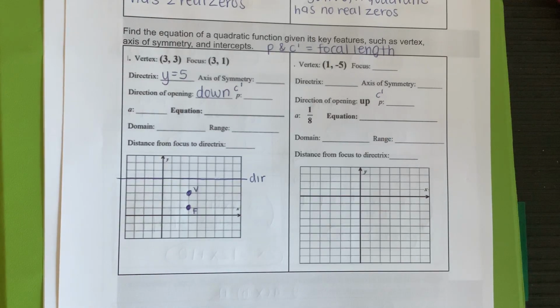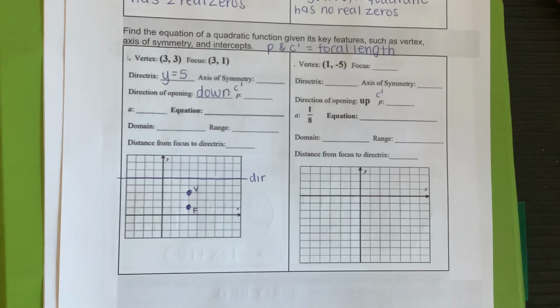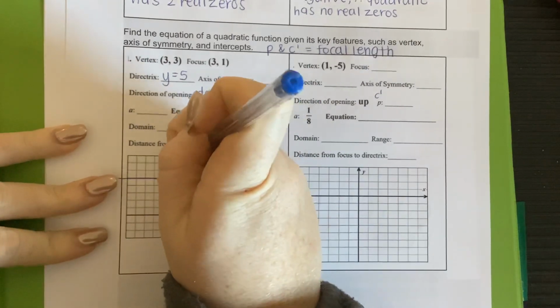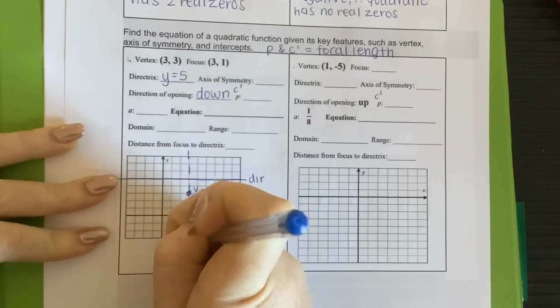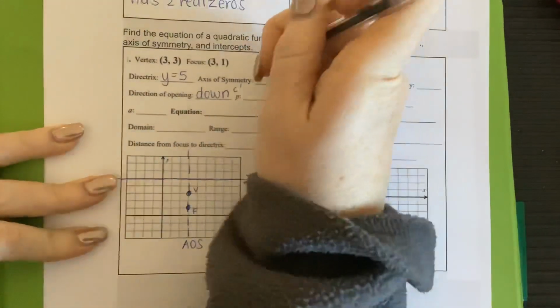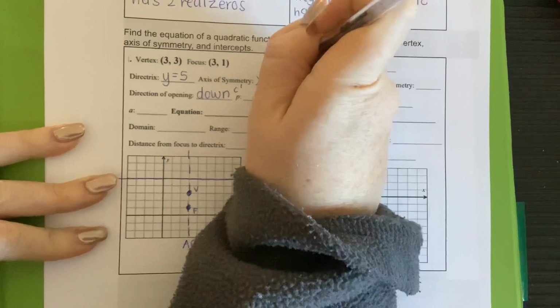Your axis of symmetry always cuts through your vertex. It also cuts through your focus. So your axis of symmetry is going to be coming in this direction. And so this is going to be x equals 3.